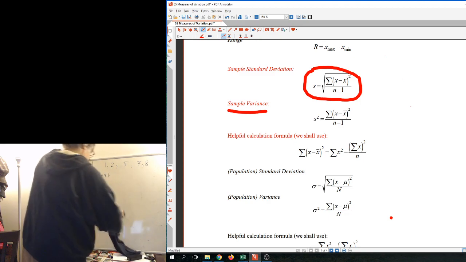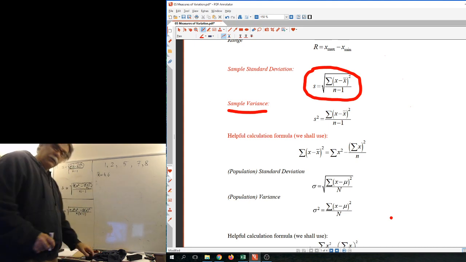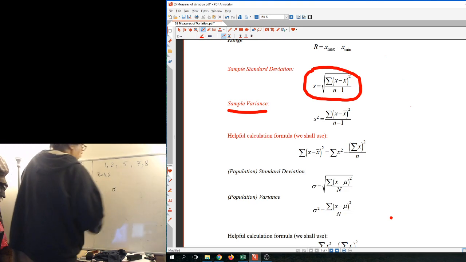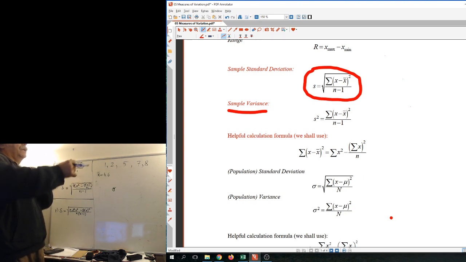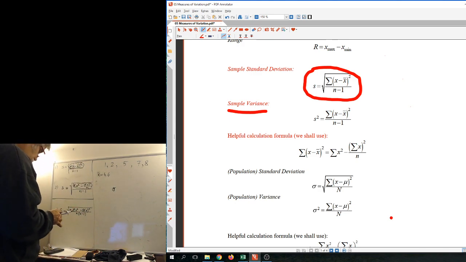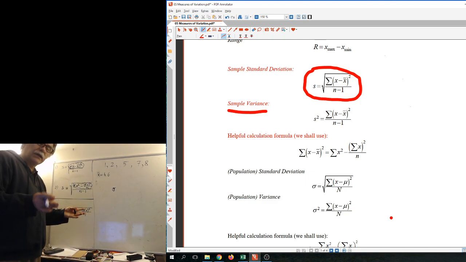This is the different formula we're going to use for the population. First difference is that I'm going to use the Greek sigma, Greek S, which is the Greek character. Whenever we refer to population, we use Greek characters for the population. So the Latin characters for the samples, Greek characters for the population.